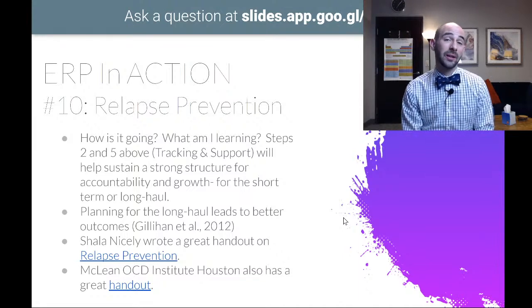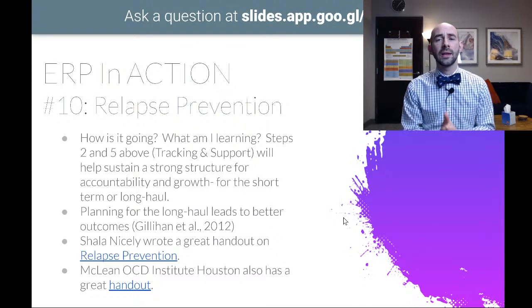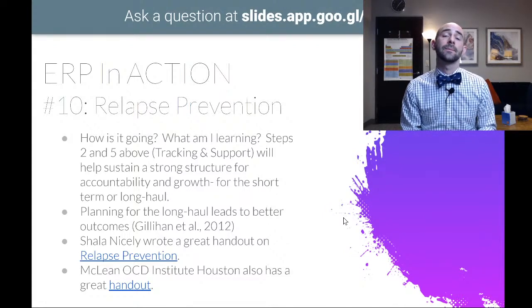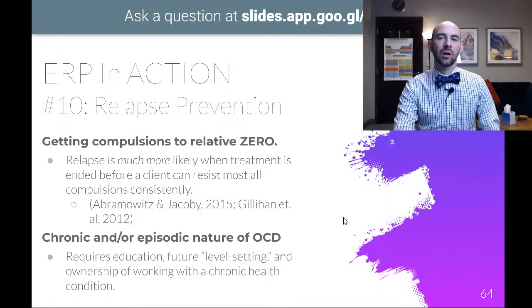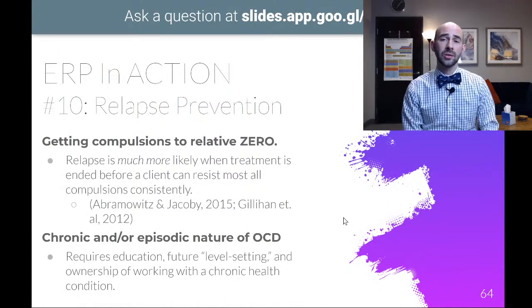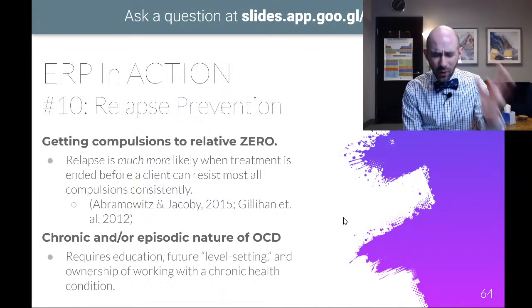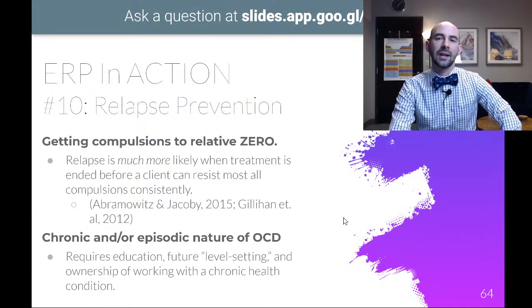Relapse prevention planning really helps. Two resources: Shala Nicely wrote an excellent article on this. Check out the link there. And then McLean OCD Institute in Houston has an excellent handout there too. And our main goal is getting those compulsions to relative zero. It's not a perfectionistic game, but if we have any untreated areas of OCD, a person is way more likely to relapse. So we've got to address all these things and just remember that chronic and/or episodic nature of OCD.